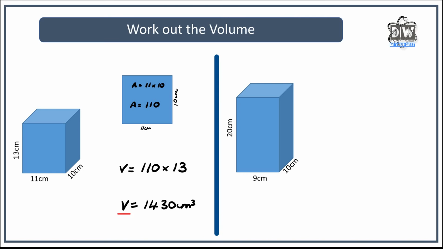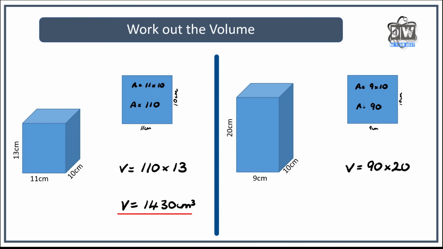So for the next one, we're going to have a base shape which is 9 by 10. So that will give us the base area of 9 times 10, which gives us 90. So our base area is 90. What do we do with that 90? We take that 90 and we times it by 20. Yep, to find the volume, we take our 90 and times it by the height of the shape, and that gives us our volume, which is going to be 1800 centimeters cubed.